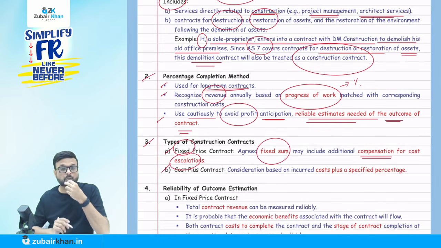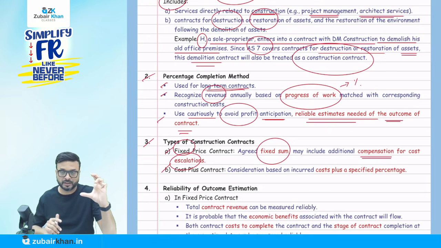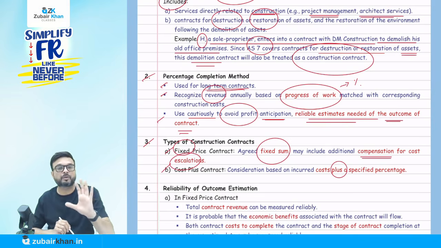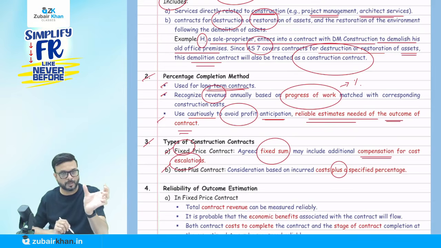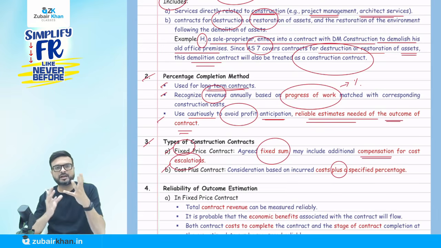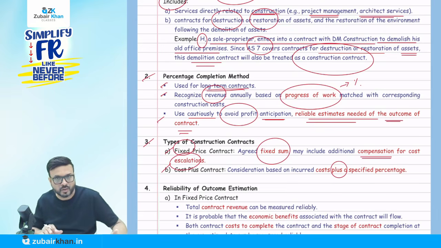In a cost plus contract, whatever cost I am going to incur, I will total the cost that I have incurred and I will add the specified percentage like 5%, 10%, whatever profit margin is decided. That will be added to the total cost which is incurred by the contractor. Okay, so there are two types of contract. Fixed means the amount is fixed, how much will be the revenue. In case of a cost plus contract, whatever cost is incurred by the contractor, we are going to add to it the profit percentage, whatever is decided between the contractor and contractee.